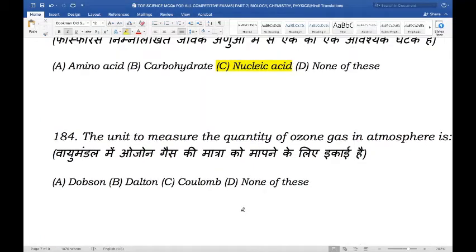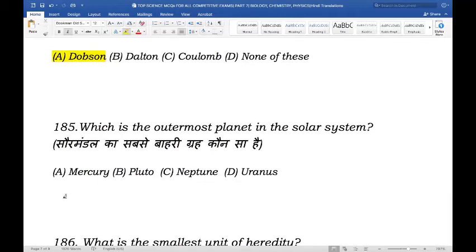The unit to measure the quantity of ozone gas in the atmosphere is, is it A, Dobson, B, Dalton, C, Coulomb, or D, none of these? So which of these is the unit to measure the quantity of ozone gas? And the right answer here is A, Dobson. Dobson unit is the most basic measure used in ozone research. One Dobson unit is defined to be 0.01 millimeter thickness at standard temperature and pressure. Moving on to the next question.